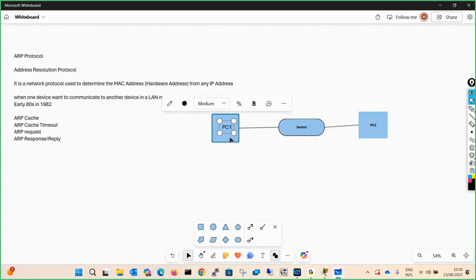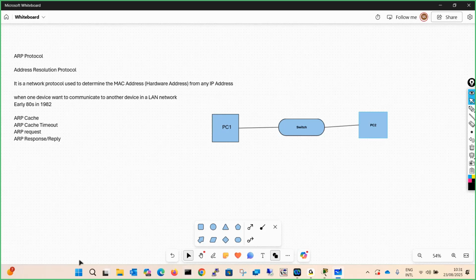Is it clear? Then another thing is the ARP request. Now PC1 wants to communicate with PC2. It will broadcast a packet to learn the MAC address of PC2. How it will broadcast, we will discuss in some time. That is nothing but an ARP request, and when PC2 replies back, that is nothing but an ARP reply. Let's understand this in detail. But before that, we will see how to check these entries.